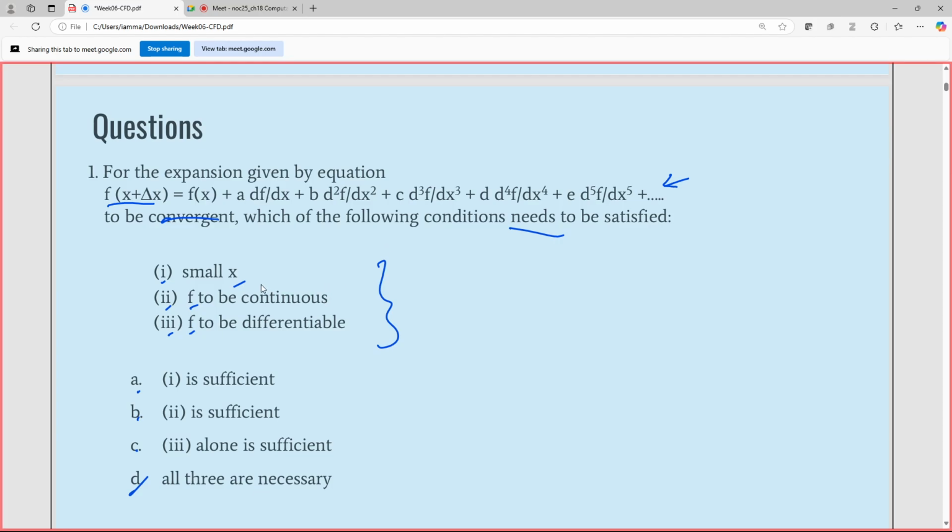For a function f to be differentiable itself, it should be continuous. So from there only these equations are developed. From the basic point of view of calculus itself, all these conditions should be satisfied for this expansion to be convergent. So our answer is option D.